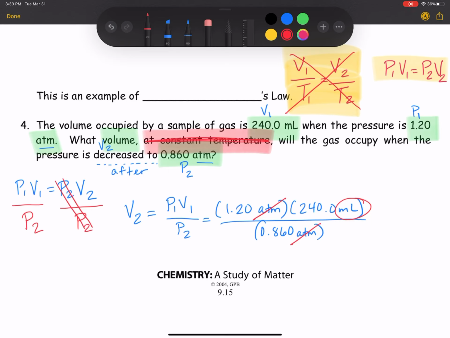I'm going to leave you to give me a calculation answer, and then to also give me a sig fig answer. And I'm going to let you determine your sig figs for this problem.